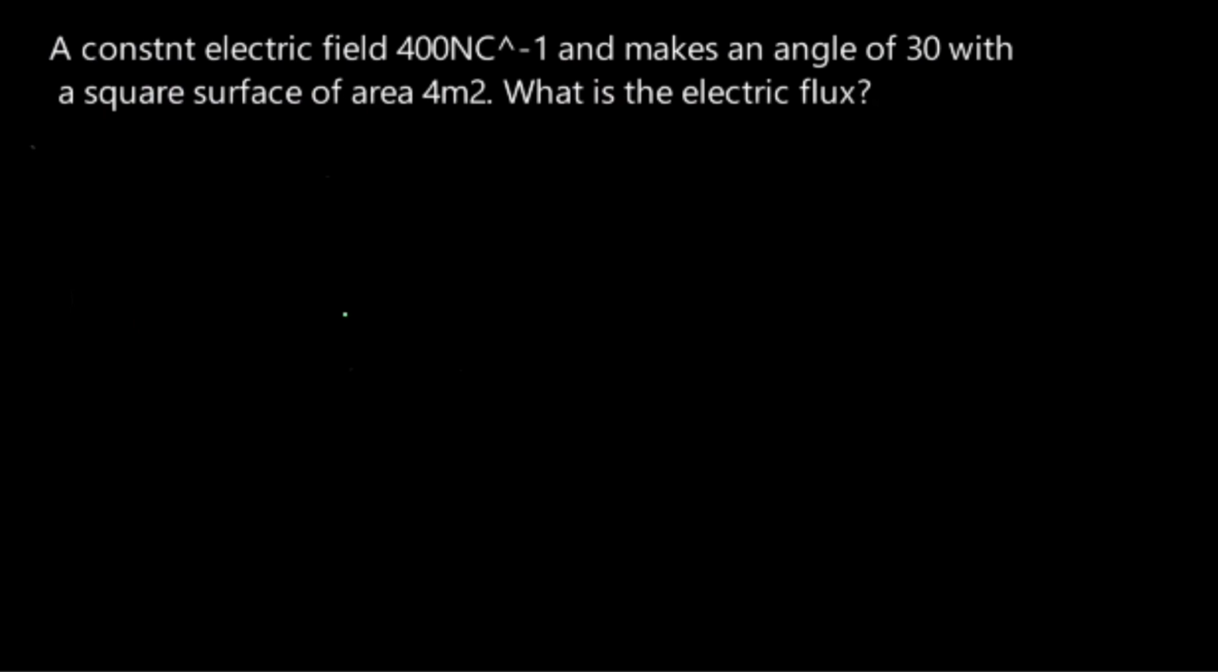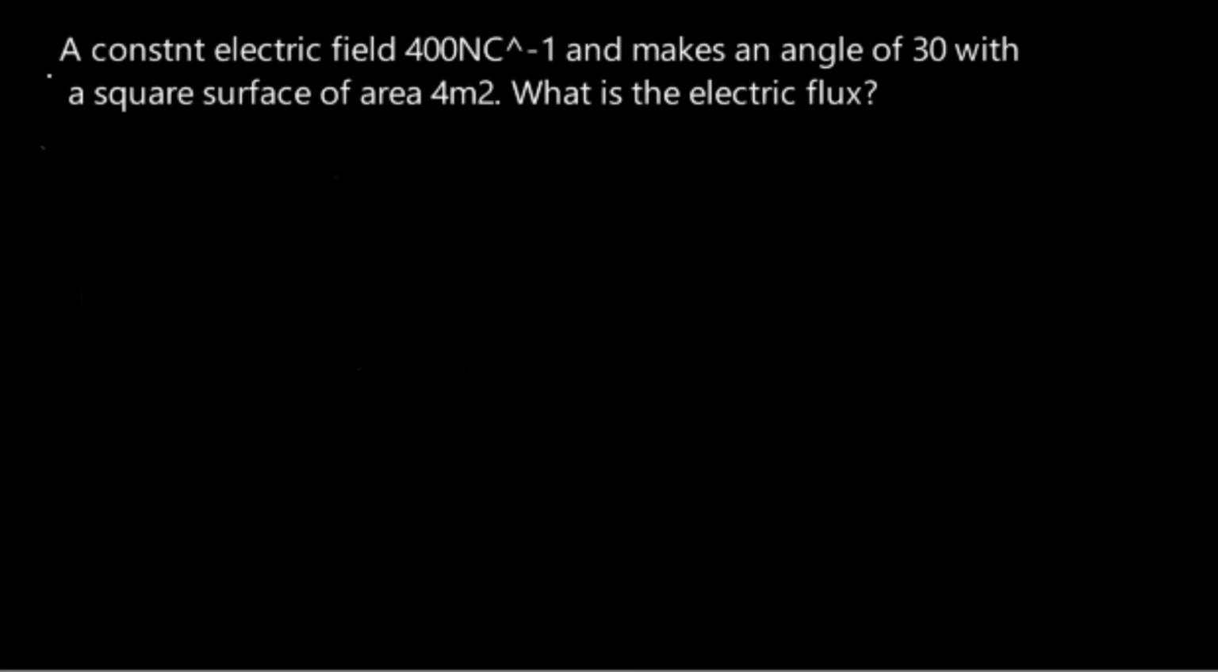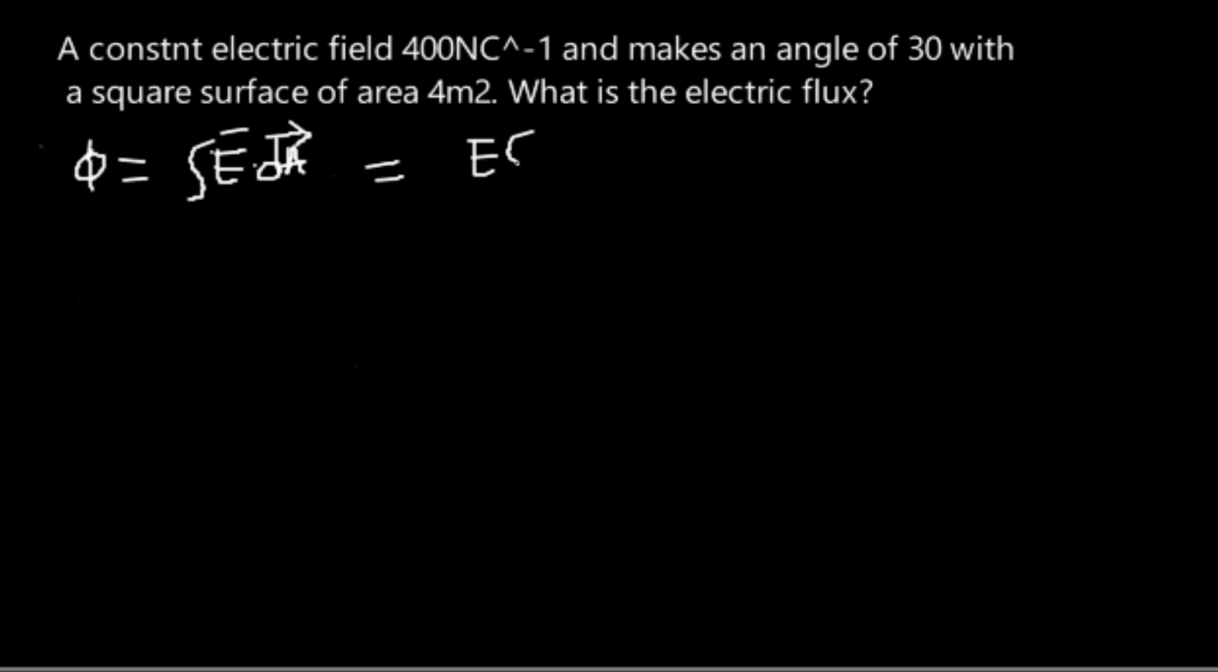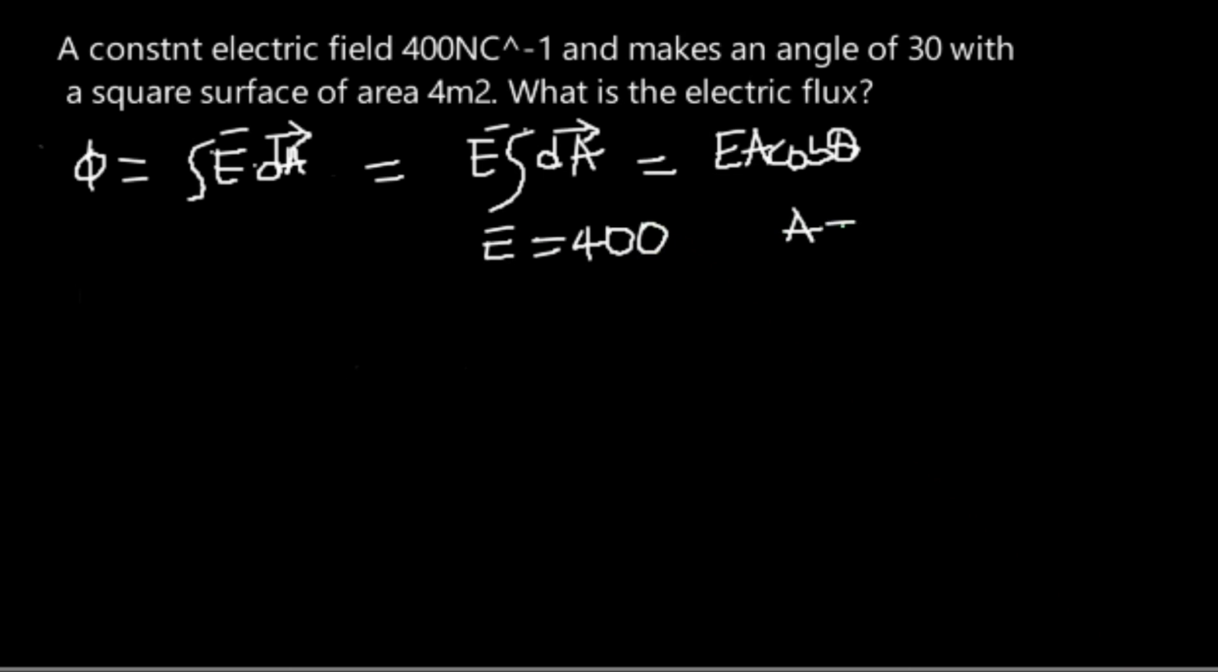So the second question: a constant electric field of 400 Newton per coulomb makes an angle of 30 degrees with a square surface of area 4 meters squared. What is the electric flux? Flux is equal to the integral of E dot dA. You can bring E out. So flux is E times the integral of dA, which is equal to EA cos theta. E is equal to 400 and A is equal to 4 meters squared.